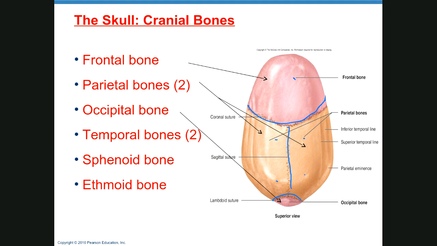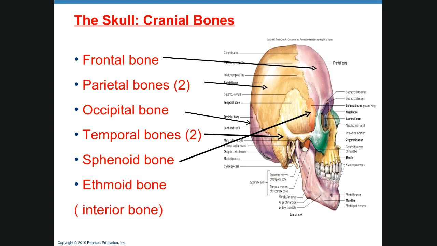So given a description of the suture, you should be able to identify it. For example, which is the suture that is made by the frontal bone and the parietal bones? That will be the coronal suture. Which suture is made by the parietal bones and the occipital bone? That will be the lambdoid suture.